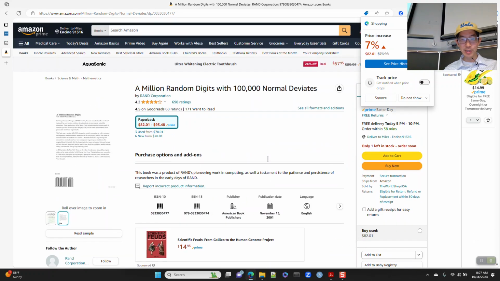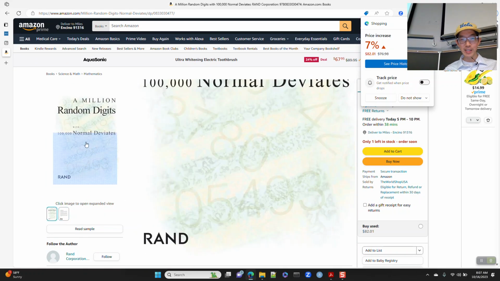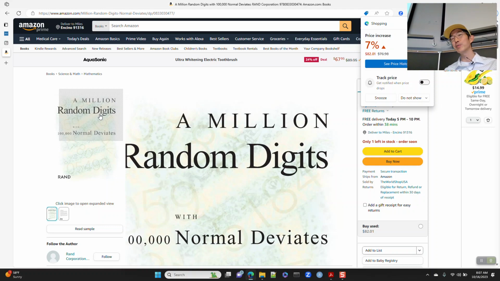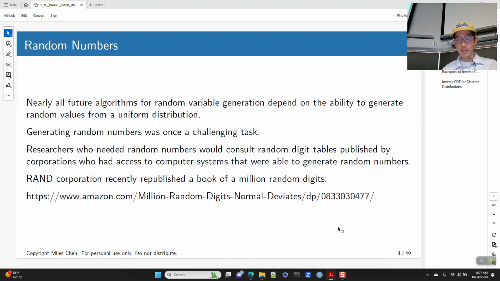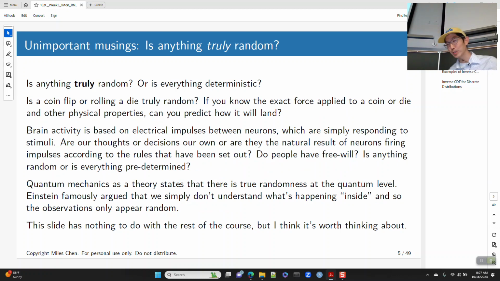It used to be you would just buy a book, and inside the book there would be a bunch of random digits. But yeah, we don't do this. I put this silly slide in here.